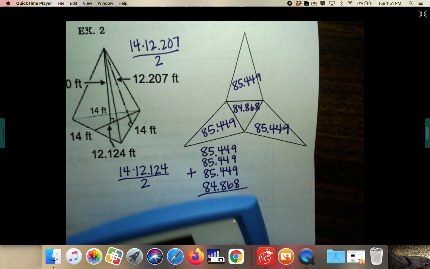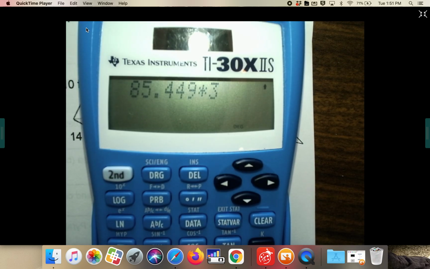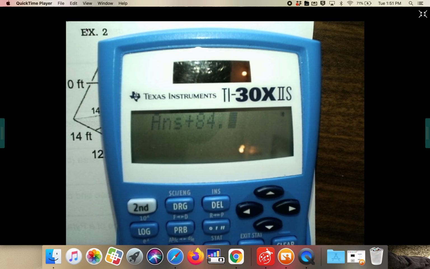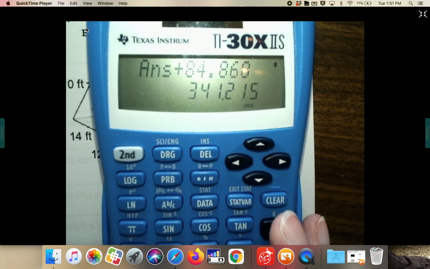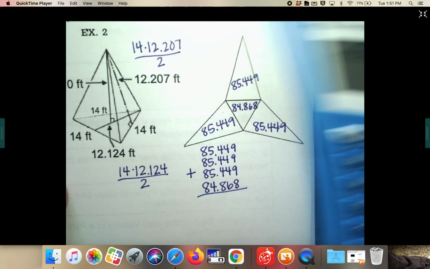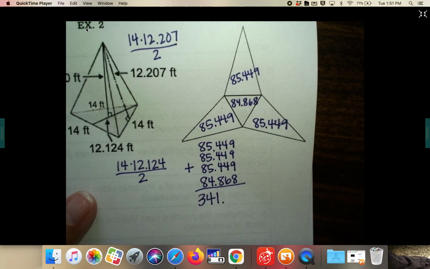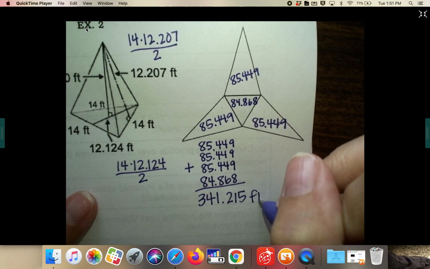So that is, I'm just going to multiply by 3 and then add the other one. That's a lot quicker in your calculator. It is 341.215, and this is square feet.